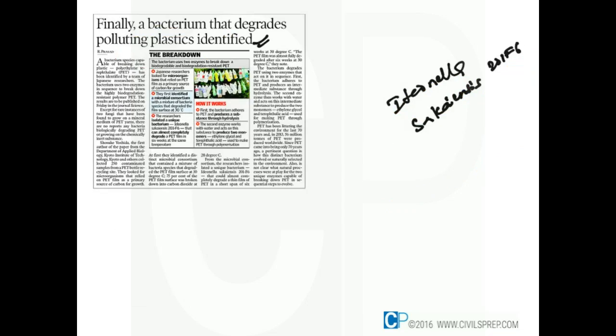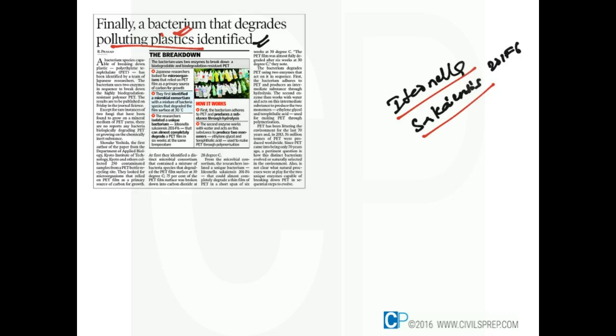And coming to polluting plastics, a solution has finally come to this problem. Plastic is a polymer, it accumulates and its life cycle is very high. So this polymer has to be broken down into a monomer through hydrolysis. A bacterium was discovered by Japanese scientists that is called Ideonella sakaiensis 201-F6.